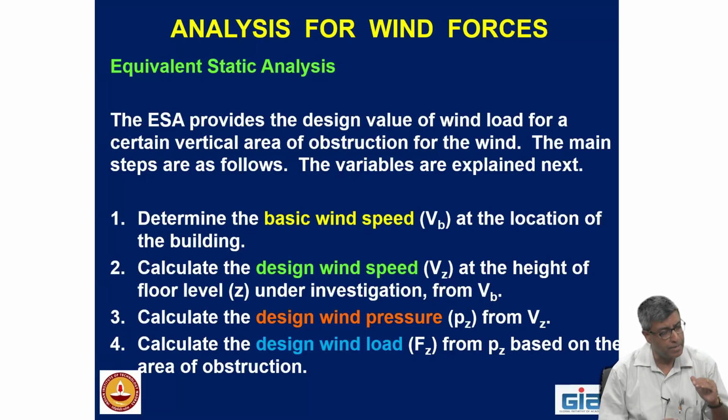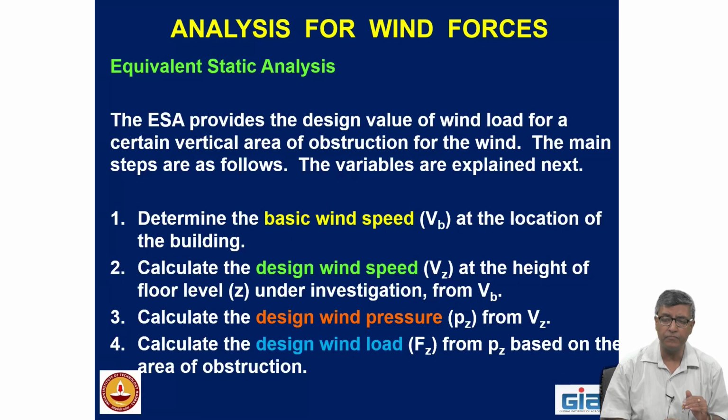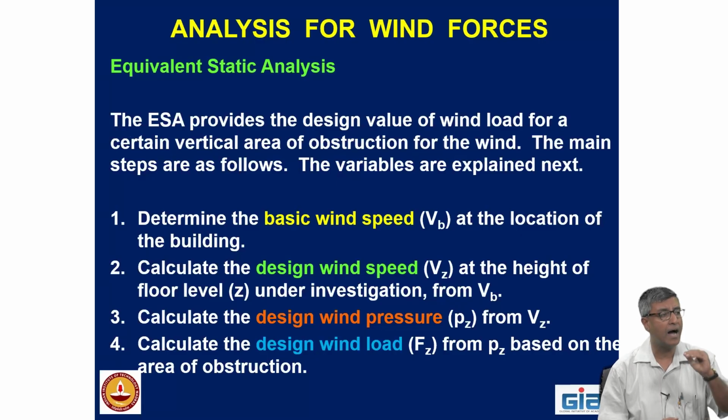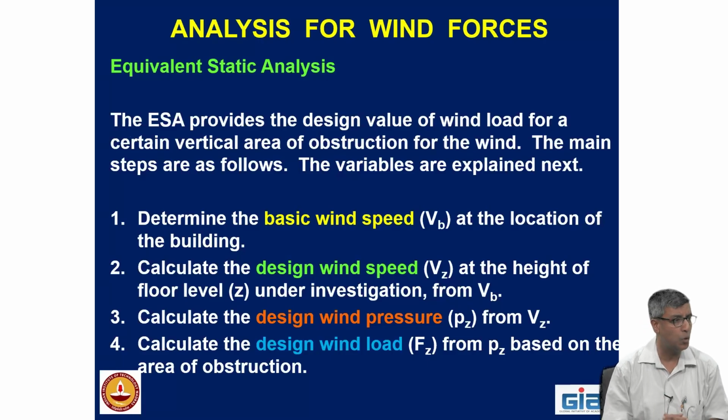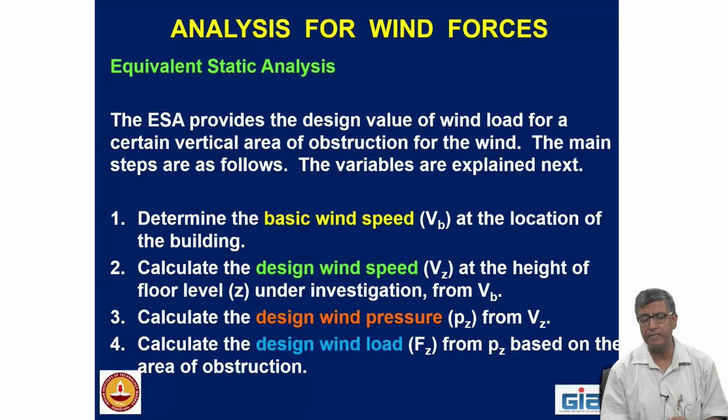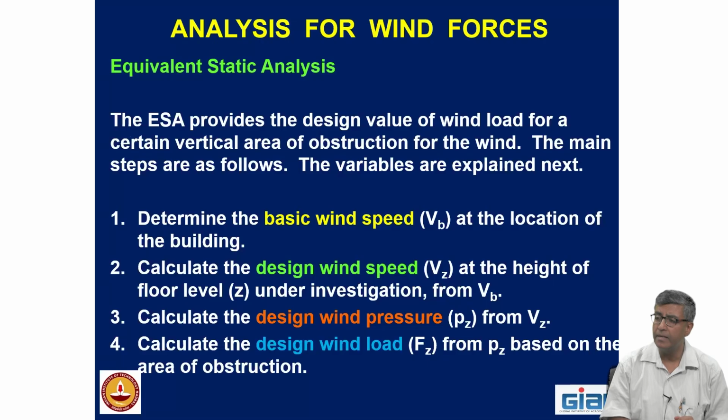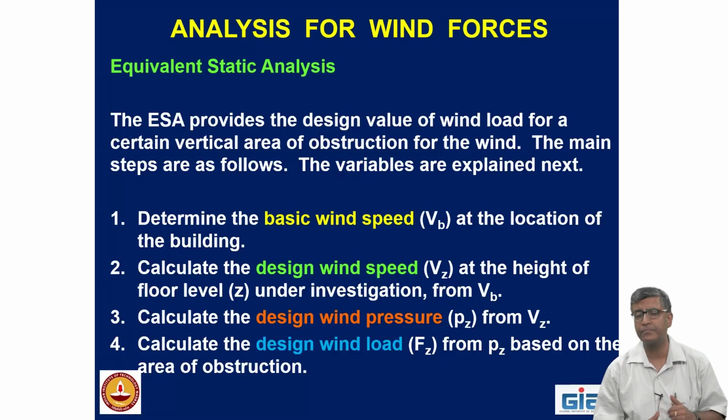Now, this basic wind speed is given at a certain height based on anemometer readings. From that basic wind speed, we have some modifying factors by which we calculate the velocity at different heights of a building. If the building is very small, a low rise, then whatever the basic wind speed is, which is at a height of 10 meters, that is considered to be constant throughout.